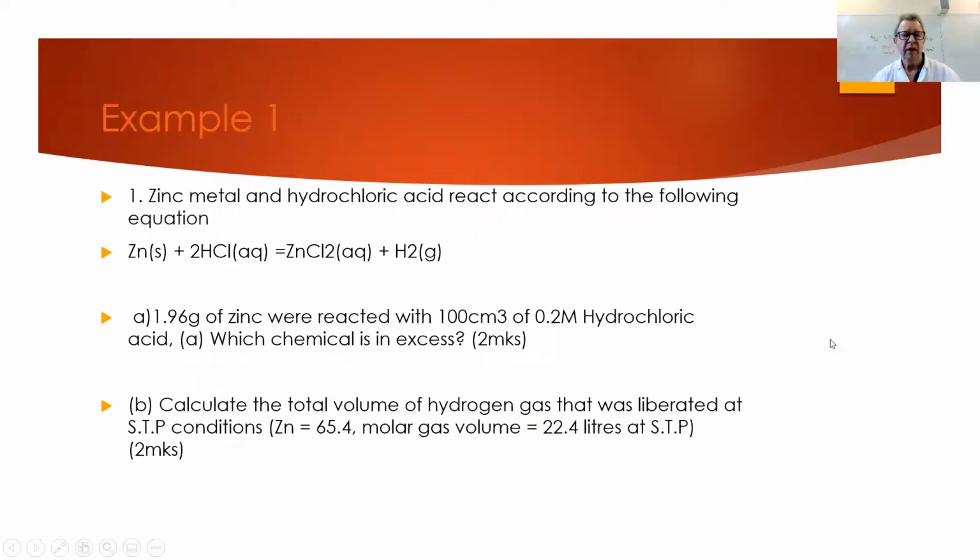Now, here are some more examples of examination questions taken from both British and Kenyan papers. And I'd like you to have a go at these. They're the same sort of thing. The first one is which chemical is in excess. And the second one here is how much volume of gas will be produced. Okay, I'd like you to have a go at those. Pause the video now, and I will then show you the answers afterwards.